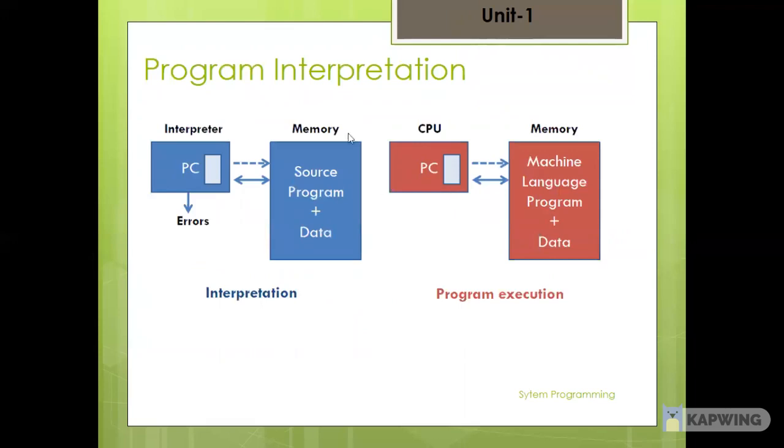Program interpretation: the interpreter, with errors if any, then memory holding the source program plus data. So here interpretation is done, and this is the program execution. So you have the CPU processor with memory, language, and data, with program execution.